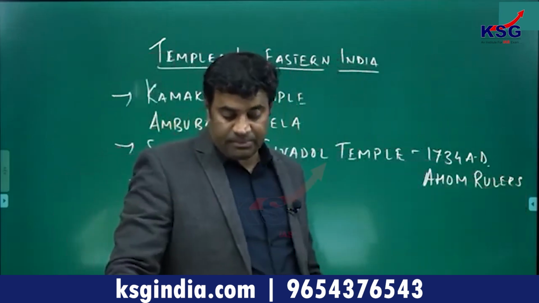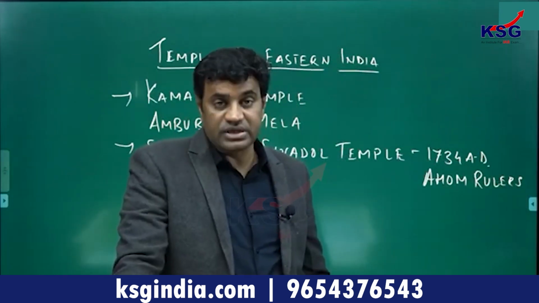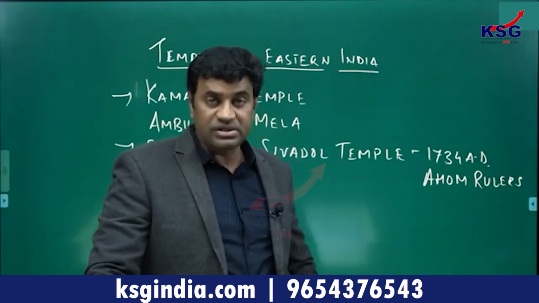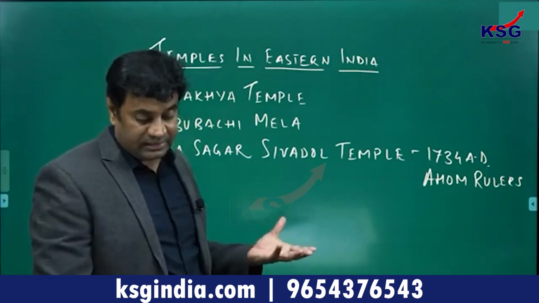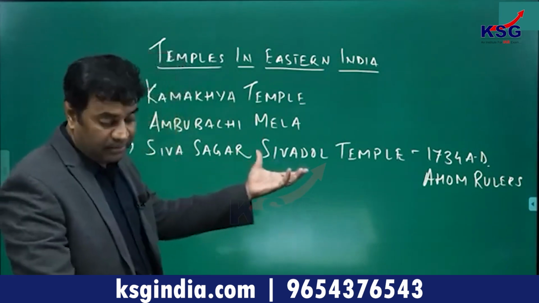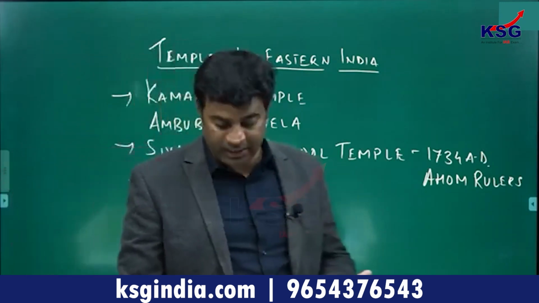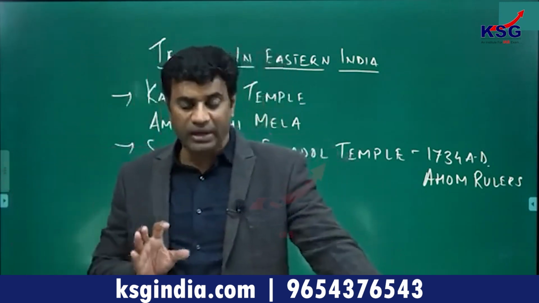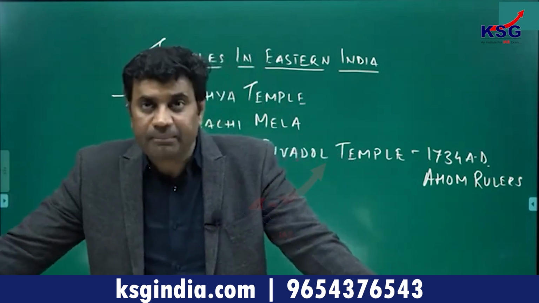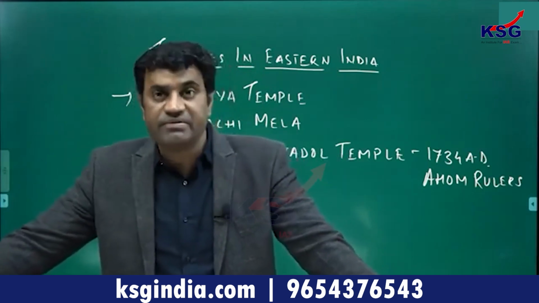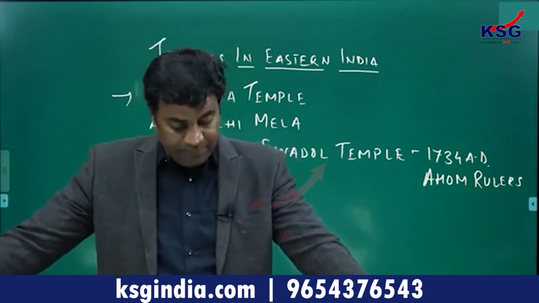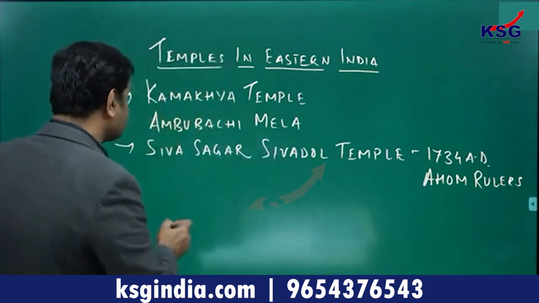Clear? So this temple is known as Shiv Sagar Shiv Dole Temple because it is a group of 3 temples. These 3 temples are Shiv Dole Temple, then we have Vishnu Dole Temple and Devi Dole. So 3 temples combined together is known as Shiv Sagar Shiv Dole Temple. It is located on the banks of Shiv Sagar Tank.